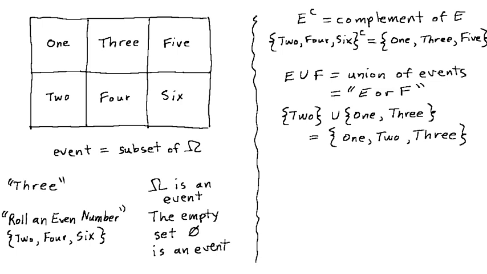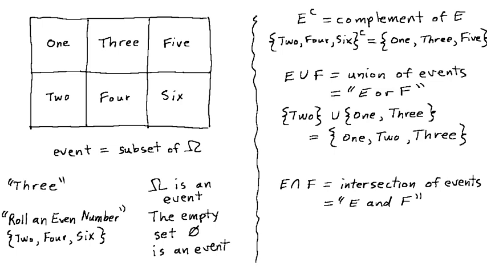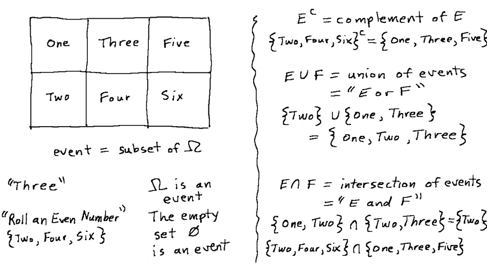Finally, we can take two events E and F and construct something called the intersection of E and F. This new event only includes outcomes that appear in both E and F respectively. If we take the intersection of events {1, 2} and {2, 3}, we end up with a new event that consists of the single outcome common to both. I'll add here that sometimes two events have no elements in common, and in that case their intersection is the empty set.